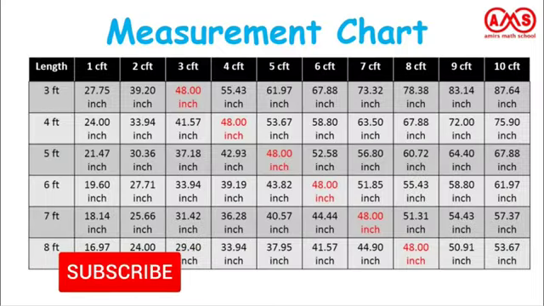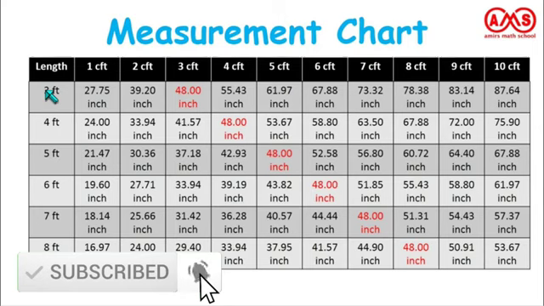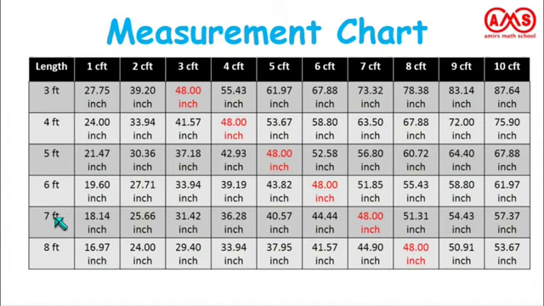Now let's see the measurement chart. This one is our measurement chart. Here the length of the log is 3 feet, 4 feet, 5 feet, 6 feet, 7 feet, 8 feet. We get 1, 2, 3, 4, 5, 6, 7, 8, 9, 10 CFT wood from any wood log if the average circumference is 27.75 inch. That is a 3 feet long wood log with 27.75 as the average circumference. In that case, we will get 1 CFT wood.